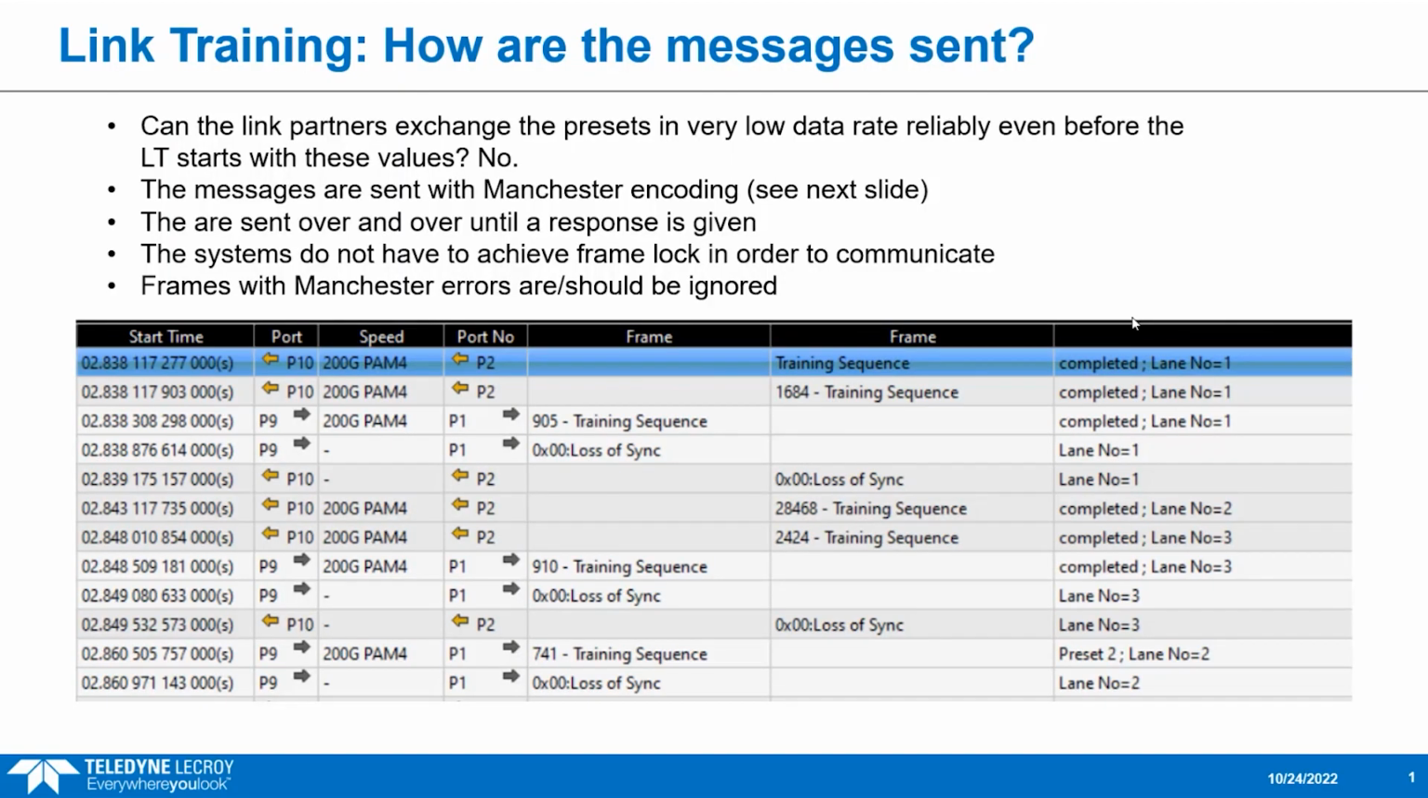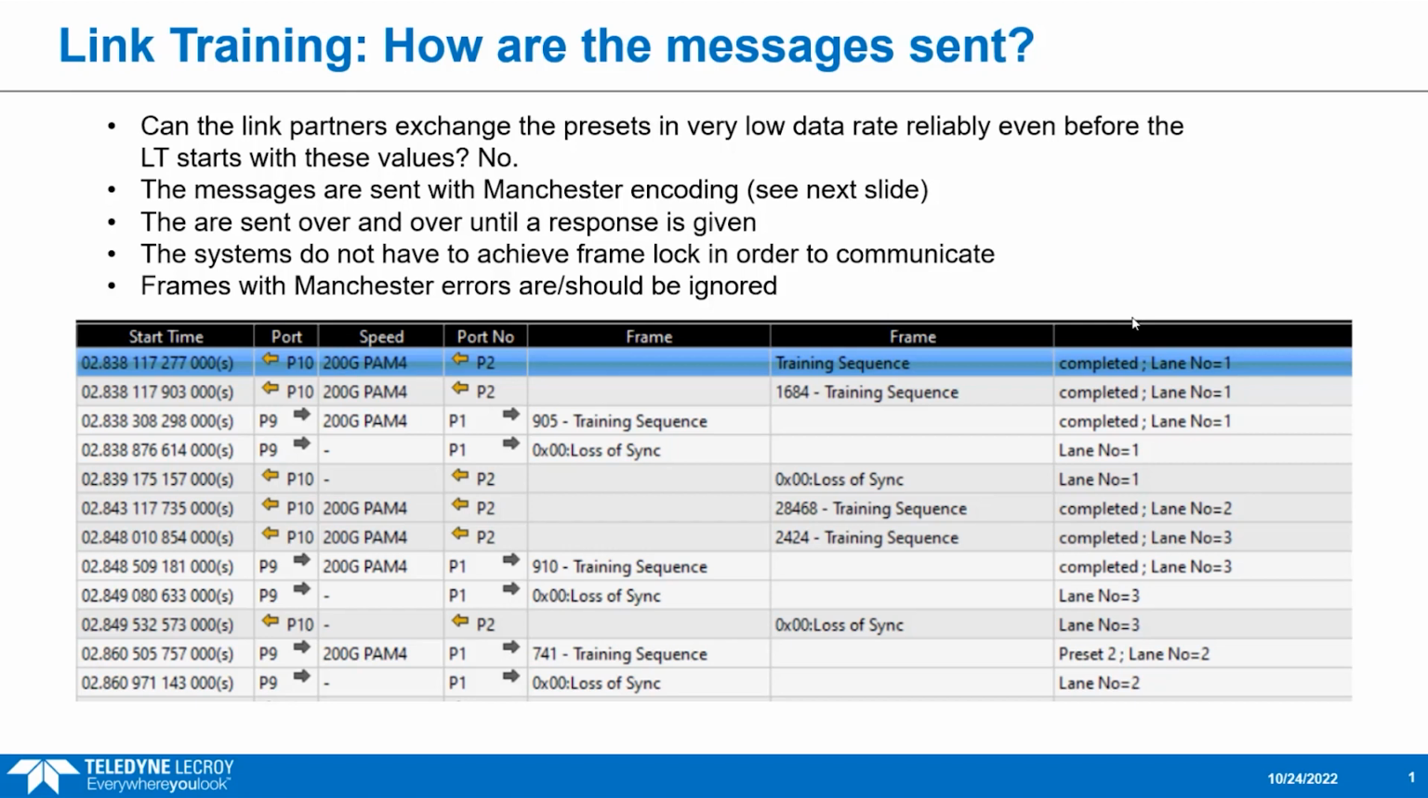Thanks, Josh. So on the registration page, we had the option for users to submit questions that they'd like to see covered in this webinar. One of the questions was, can link partners exchange the presets and very low data rates reliably even before the link training starts with these values? And the short answer to that is no. And that's very similar to some of the questions that we had in the initial webinar, which led us to want to do another webinar to follow up in more detail on how all this works.